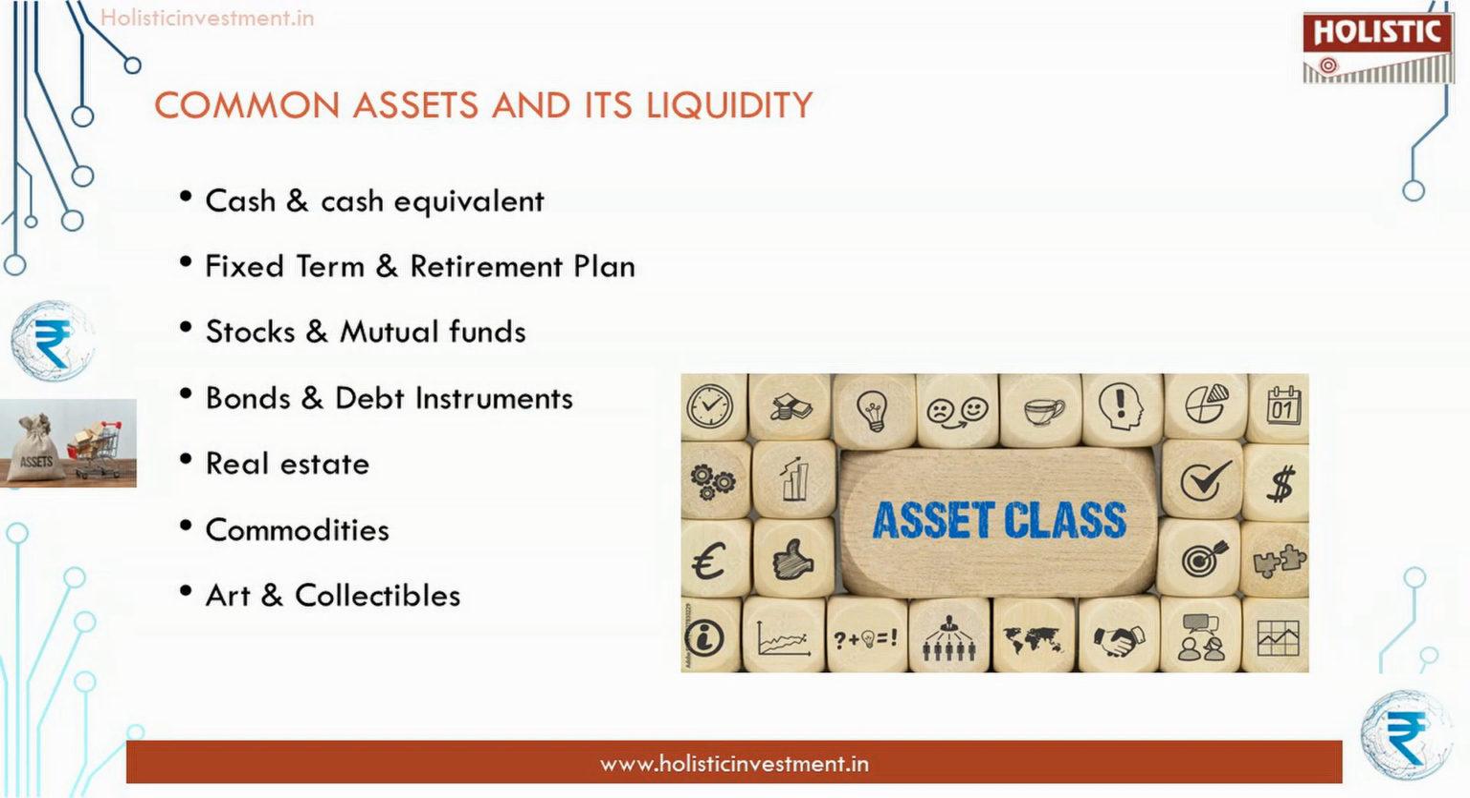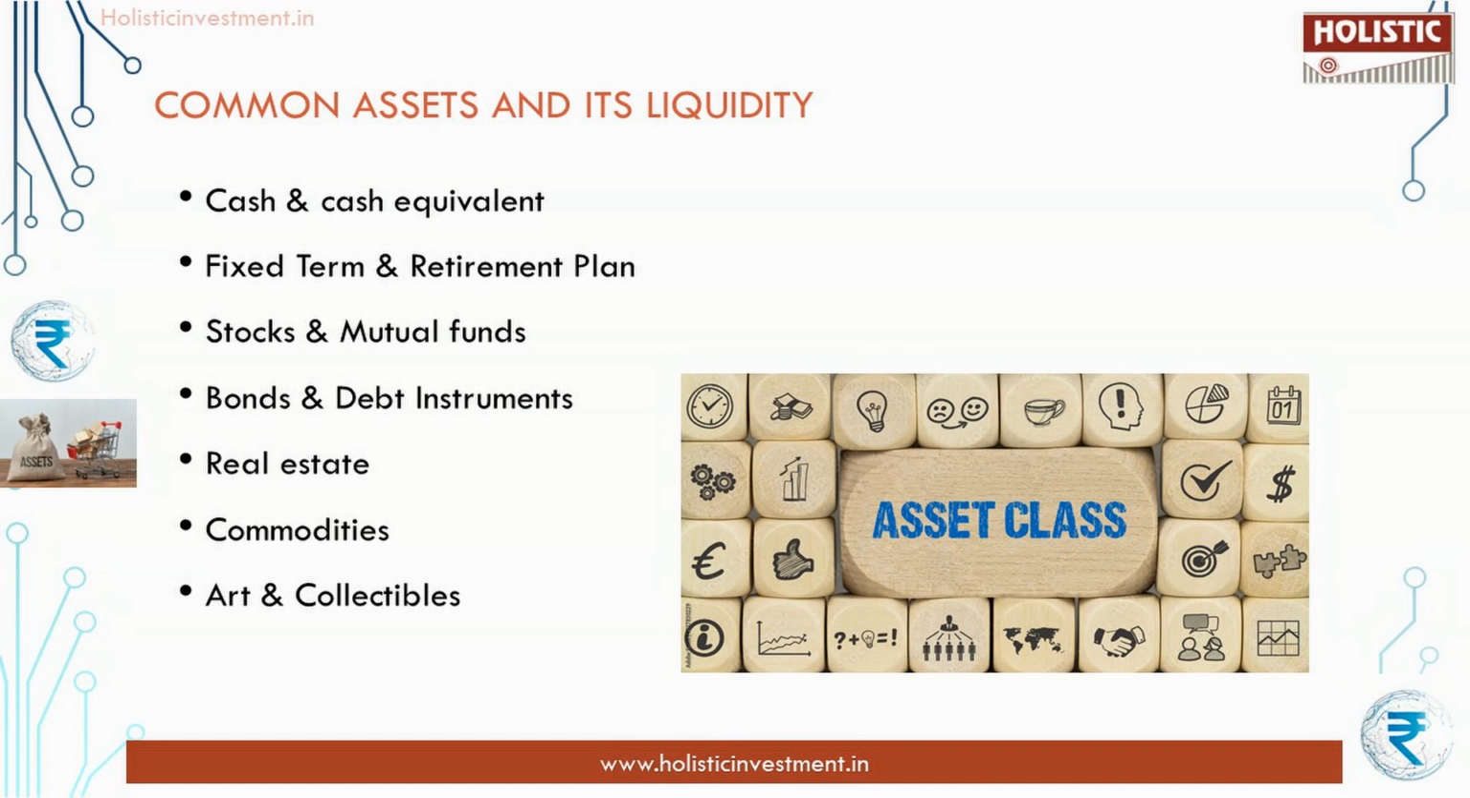Fixed term and retirement plans. These financial instruments are fixed for a specific period and cannot be redeemed earlier. The fixed term plan includes post office deposit, NSC, PPF, PF, and NPS. Stocks and mutual funds. This has the potential in wealth creation in the long run. These are also considered liquid assets. They can be sold quickly and easily.